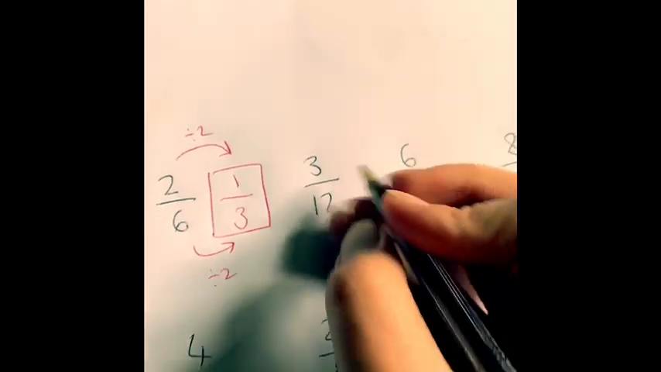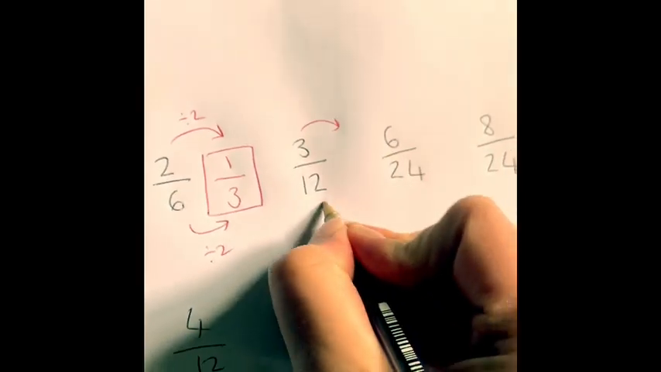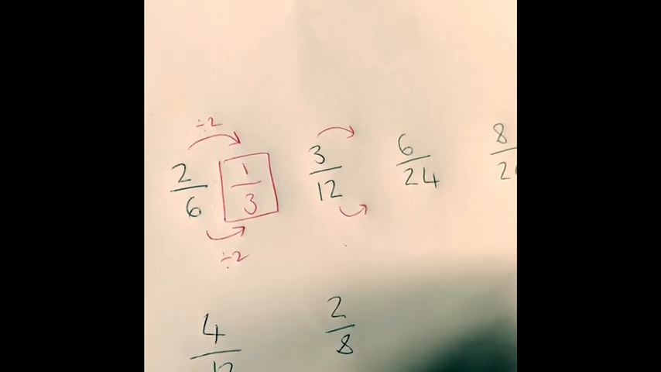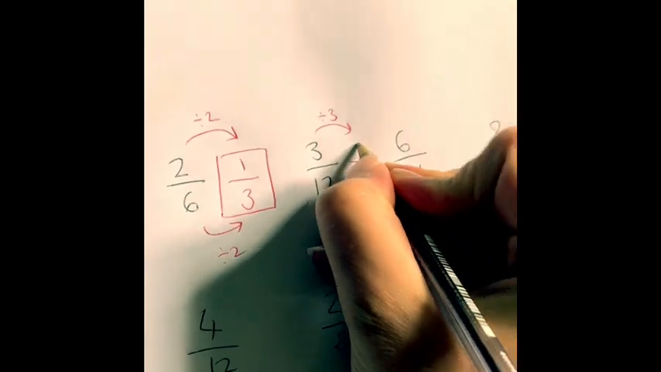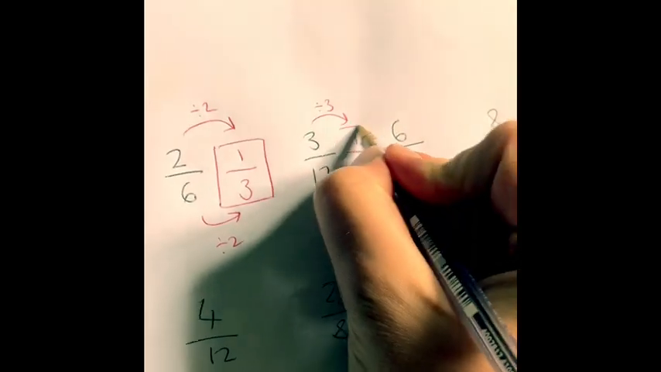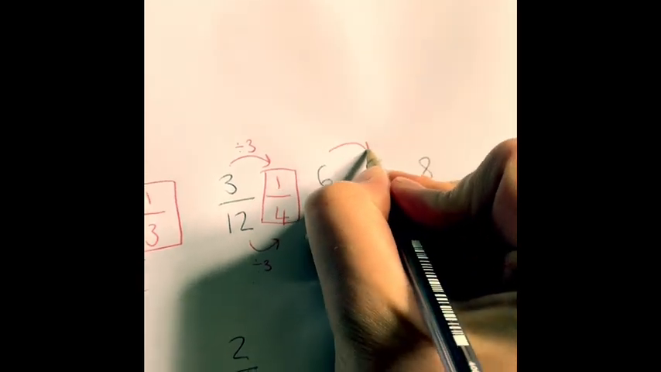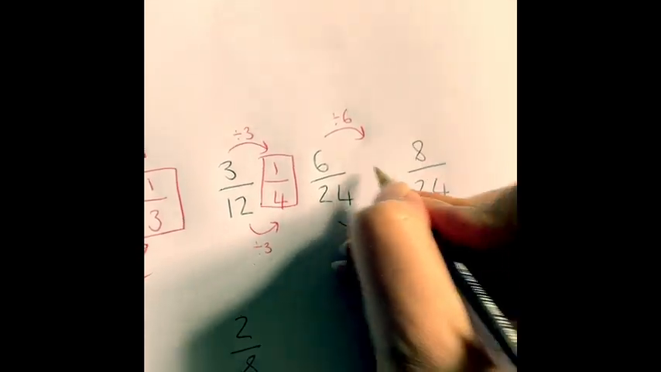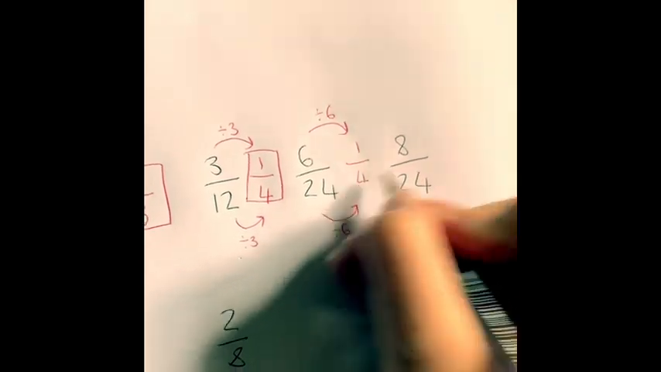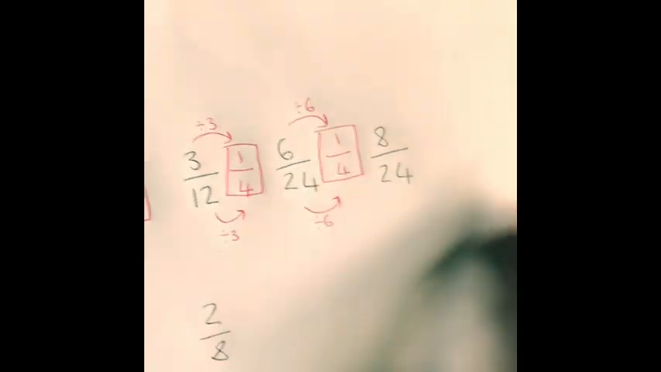Next one, I've got 3/12. So again, I look at a number that goes into both. I can do it by 3, so I'm going to divide both by 3. I'm getting 1 on the top. This time I'm getting 4 on the bottom. So that is my 1/4. Then I've got my 6 over 24. So if I divide them both by 6, then I'm going to get 1 and then 4 on the bottom, which gets me 1/4.